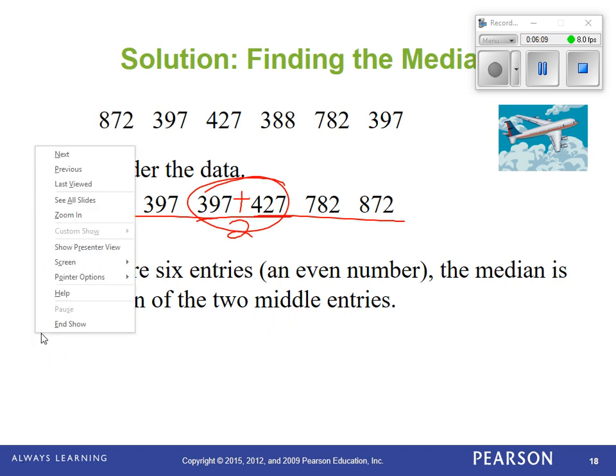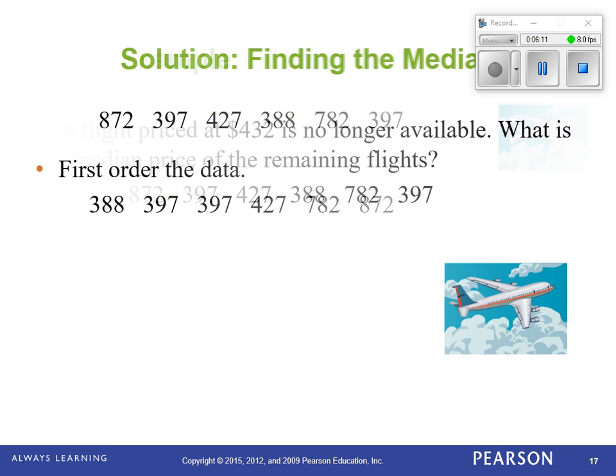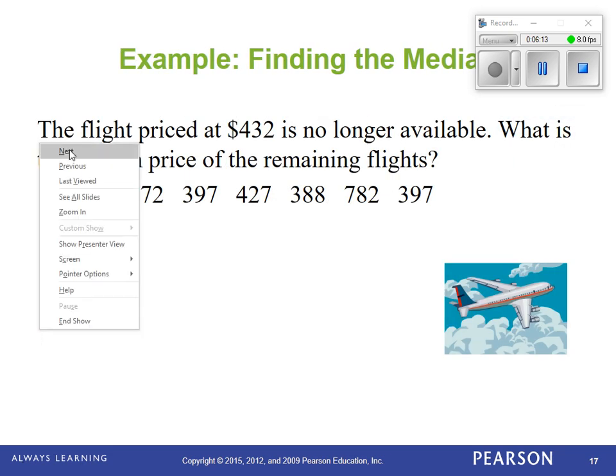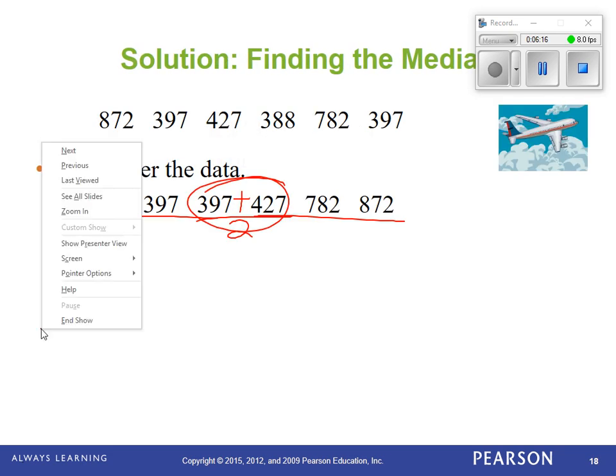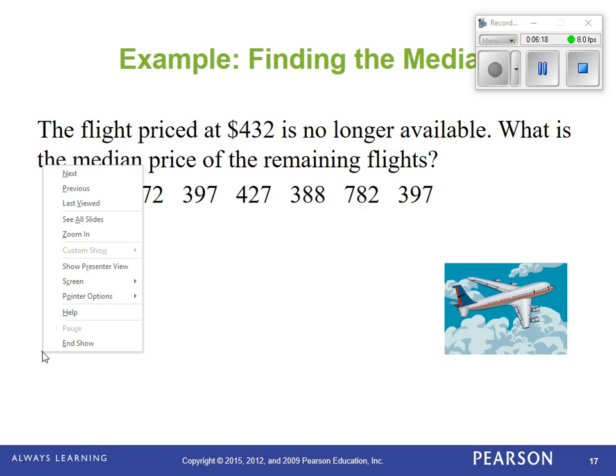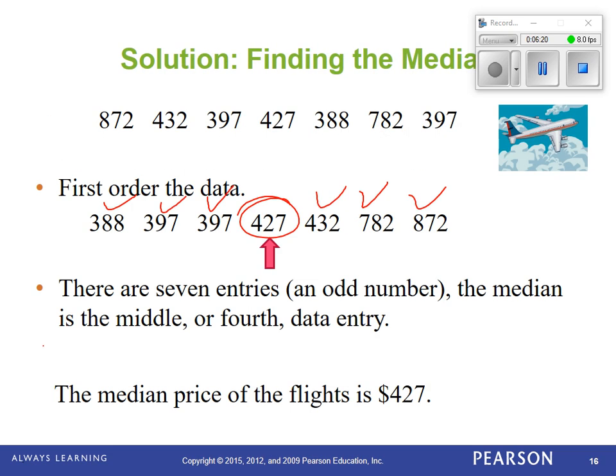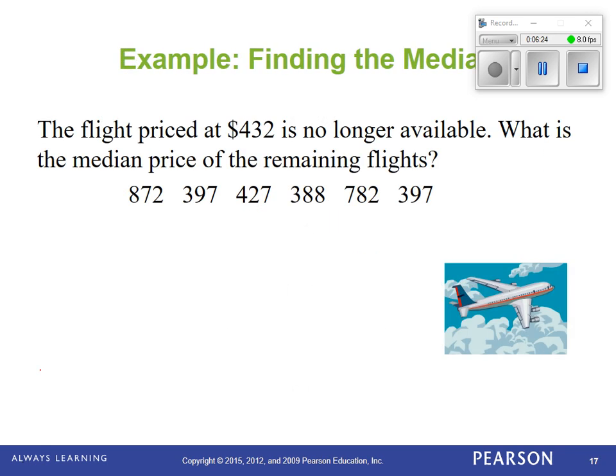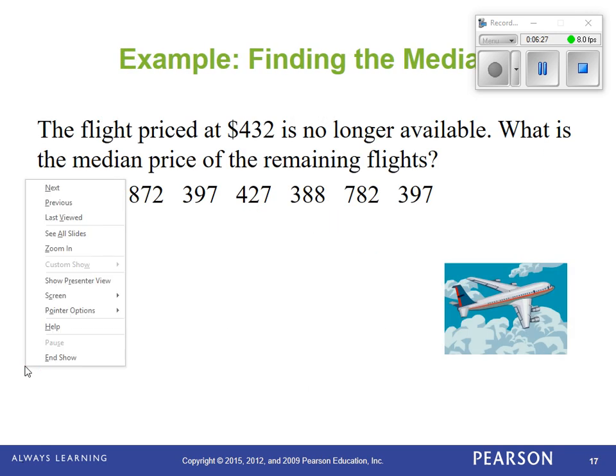What was the median for the other one? Previous. Go back far enough there. There we go. 427. So 527 was the mean, 427 was the median.